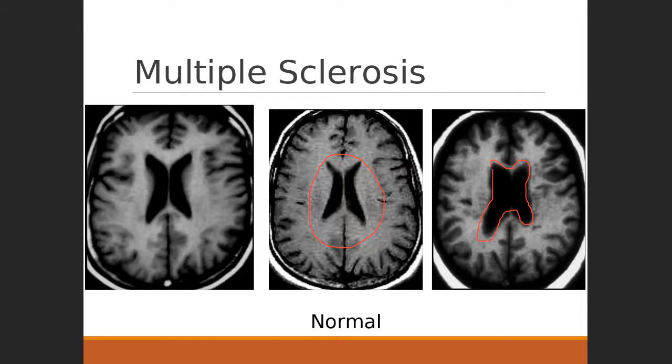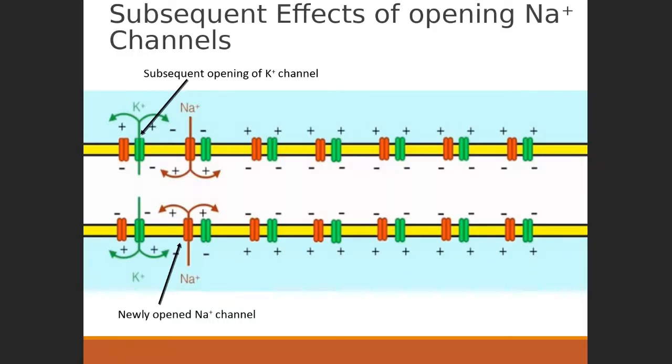Now, hopefully already, somebody here has been thinking ahead. Because we said that this sodium opens up this potassium and this sodium. And this sodium opens up this potassium and this sodium. That's how we march our way down the axon, right? But what prevents this sodium from opening up this sodium?